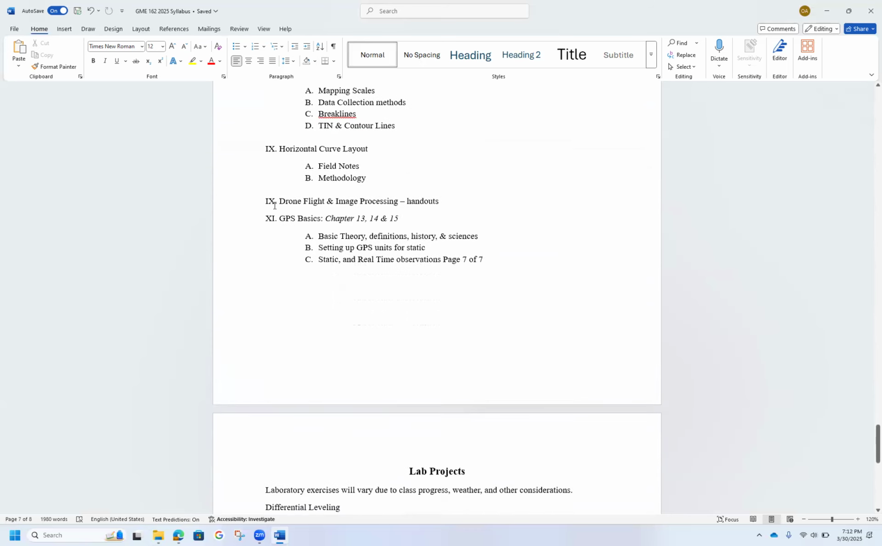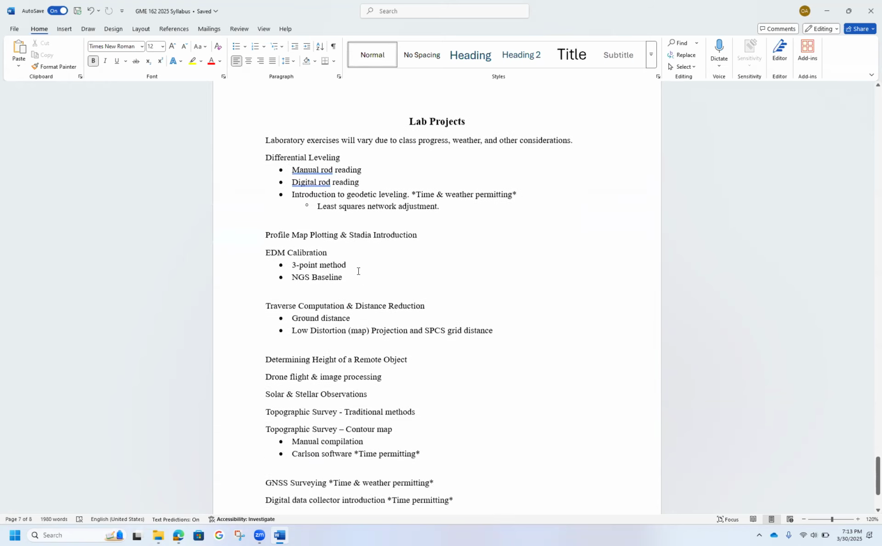And I don't know how we're going to do the drone one. That's going to be a tough one for me. I don't know if we can just go through the theory. Otherwise, the actual lab side is going to be another challenge. And then GPS basics, we'll go through that for sure.